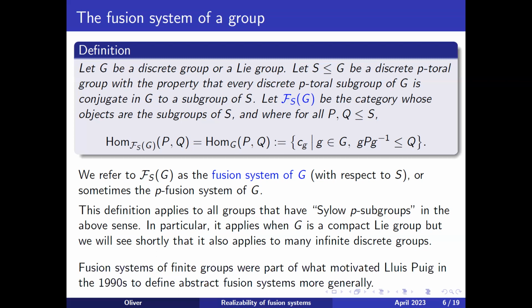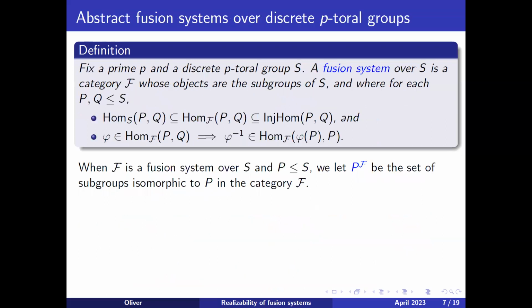So in particular, this all works for compact Lie groups. And when looking at fusion systems of finite groups, that's what motivated Puig in the 1990s to define abstract fusion systems. And so that's what I want to talk about now, but going directly to the case of abstract fusion systems over discrete p-toral groups.